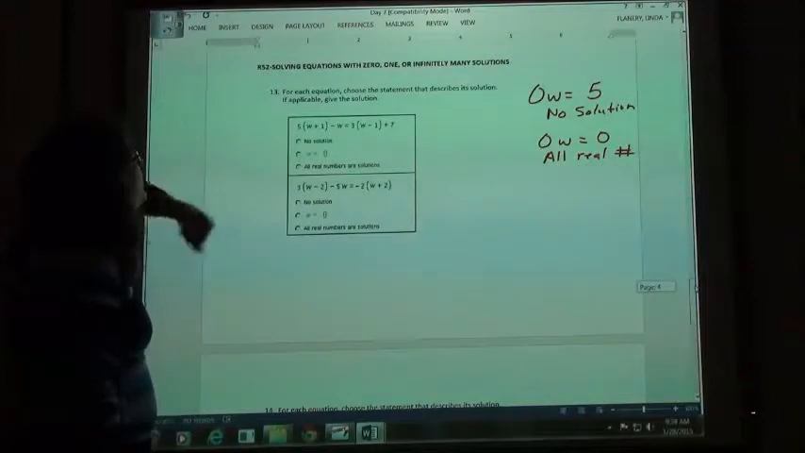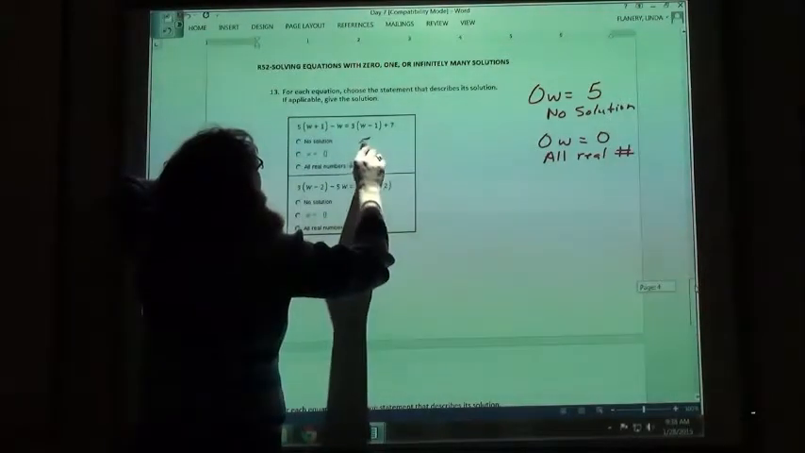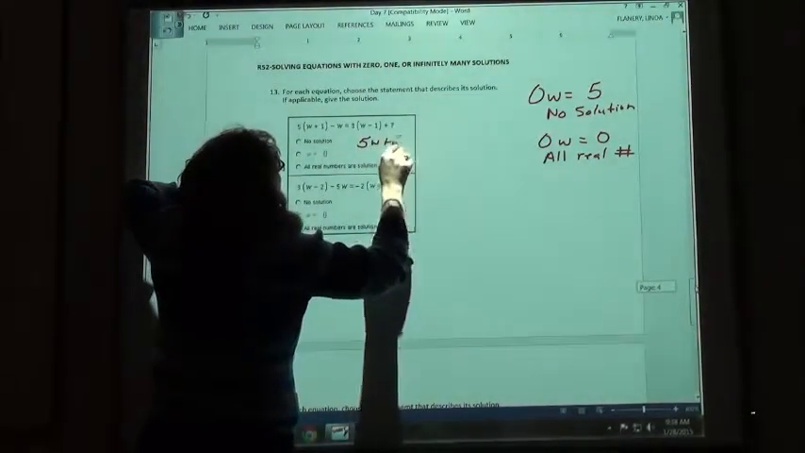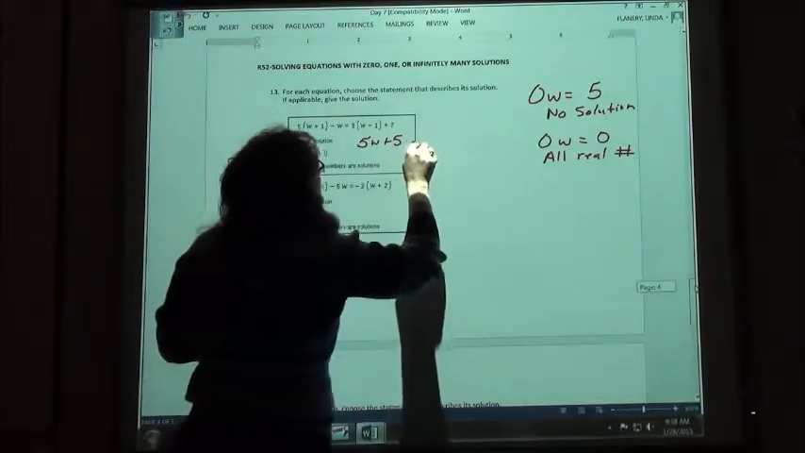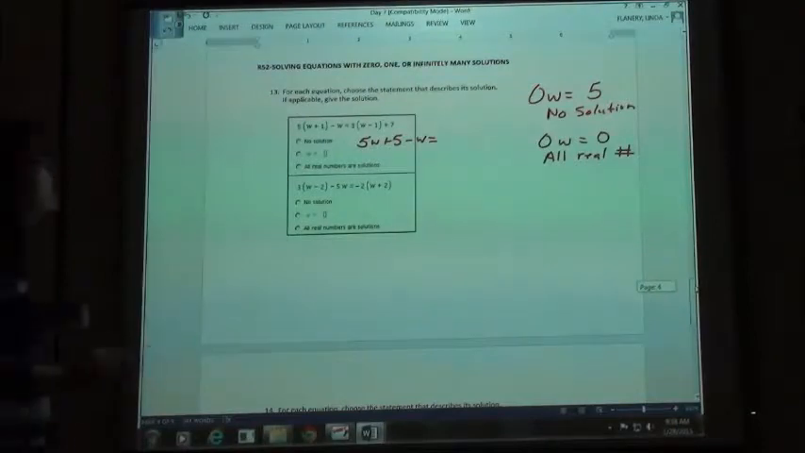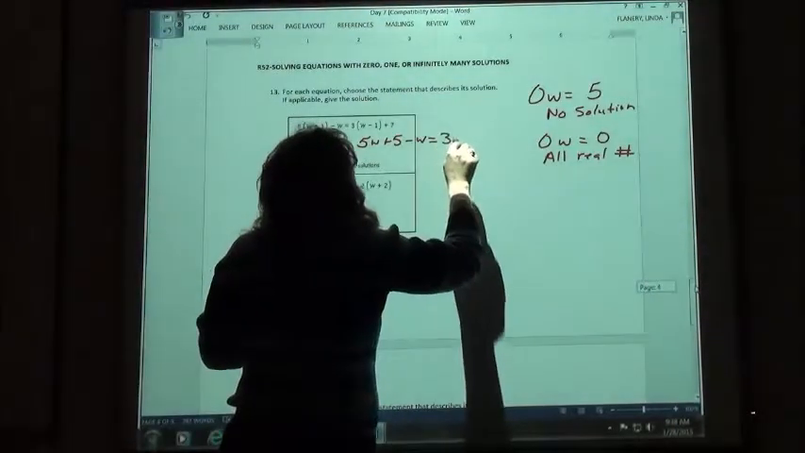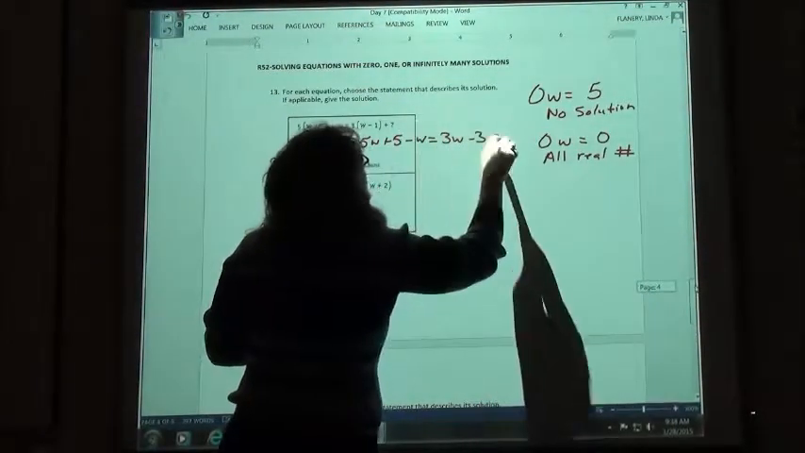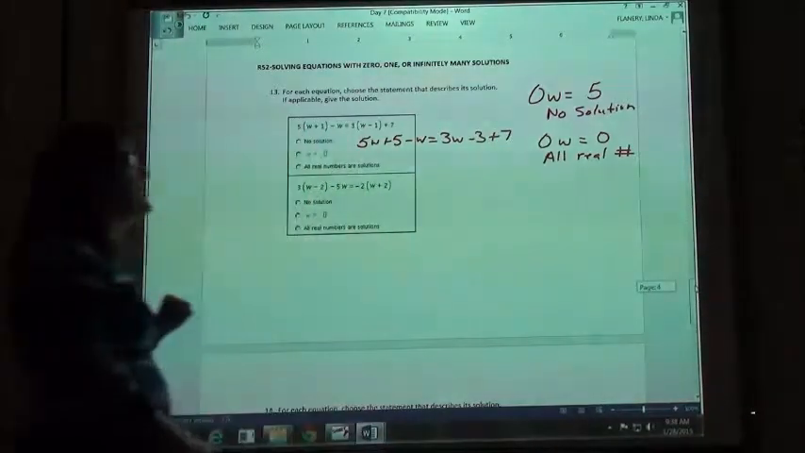So, getting rid of my parentheses on the top one, I'm going to have 5w plus 5 minus my w that's not in the parentheses, equals, on the other side multiplying by 3, 3w minus 3, and then the plus 7 that's not in parentheses.